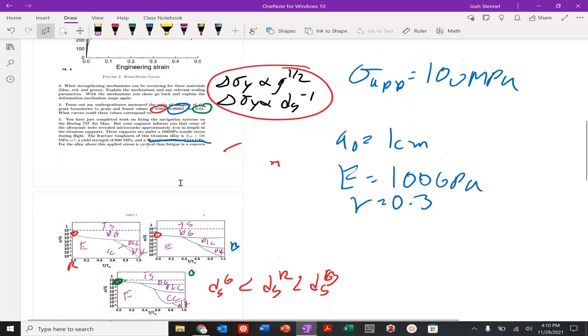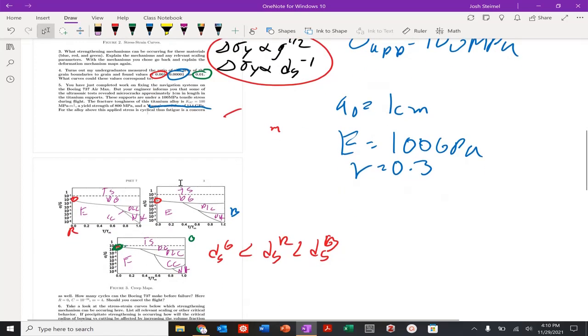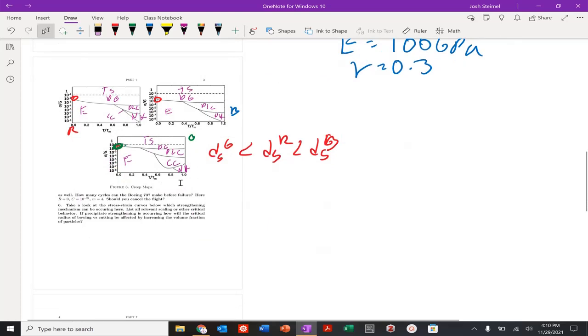For the aircraft, the applied stress is cyclical, and fatigue is a concern. So how many cycles can the Boeing 737 make before failure? Here, R is equal to 0, and n is equal to 4. Should we cancel the flight?